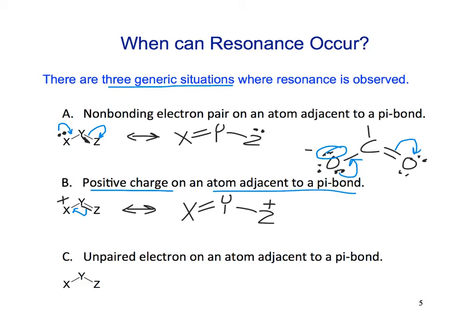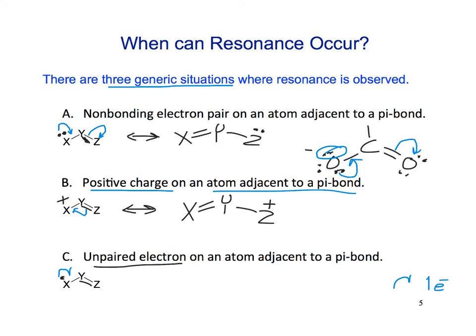The last example, which we won't see many examples of until probably next semester, but I'll just give you a heads up, is when we have an unpaired electron on an atom next to a pi bond. So we're going to put a single electron here, and between Y and Z we'll put a double bond. And the way we would draw these is this electron would go here, so this single-sided arrow is the movement of a single electron.